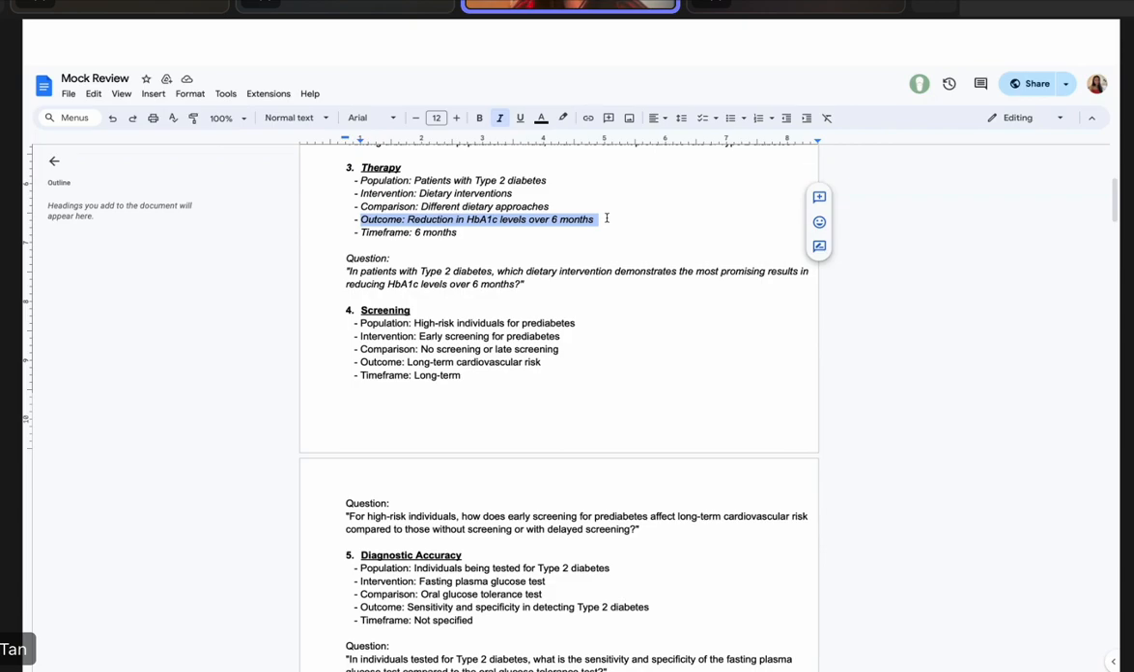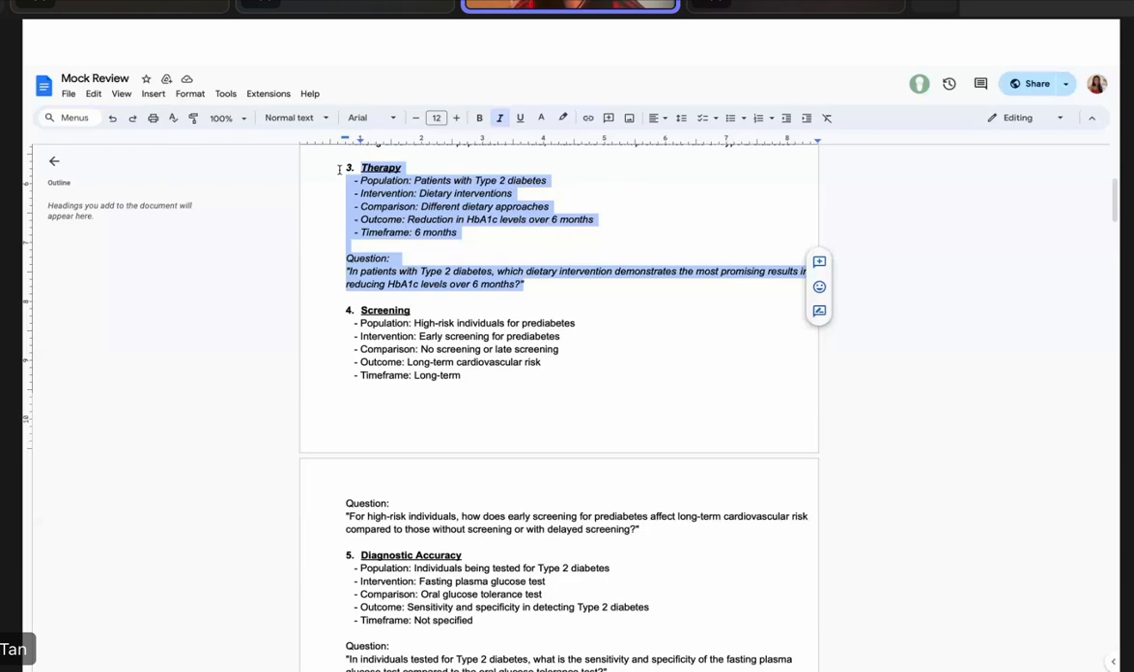As you can see, some people may choose to use fasting glucose level, or they may choose to do an oral glucose tolerance test over like 2 hours. That's very much depending on, after you do the search, what you think you want to look at and what sort of question you want to come up with. So if this is what you're looking at, your question would be, in patients with type 2 diabetes, which dietary intervention demonstrates the most promising results in reducing HbA1c levels over 6 months?